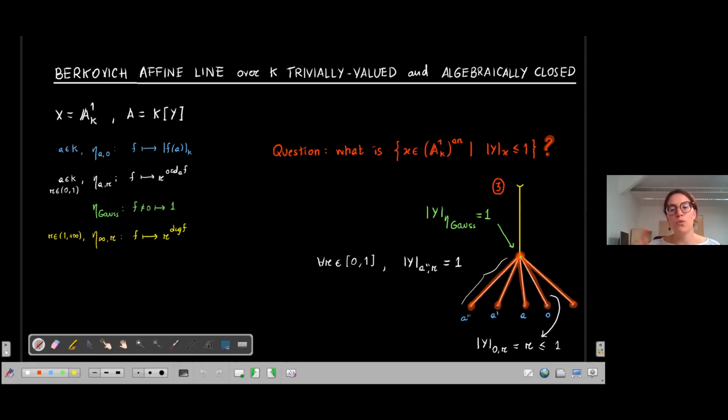Then we can see that, if we fix any element A, in this case I took A second, for instance, in the picture, and we consider the semi-norm associated to a point in the interval joining the Gauss point to A second, then here we've seen that the norm of y is always equal to 1. So these points will be in the set we are studying. And then the only place where our valuation will not be always equal to 1, but still will be smaller than or equal to 1, is the leg that joins the Gauss point to the 0 point.